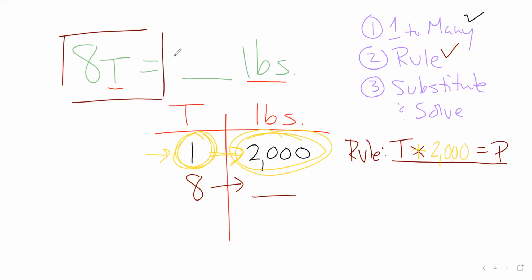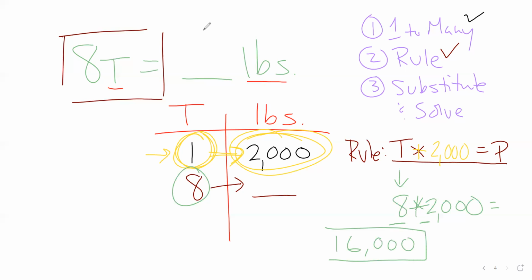So let's substitute and solve. What I know this time is tons. I know my T because that's 8. I'm going to multiply that by 2,000 because my rule does not change. And that's going to get me my final answer. Well, 2 times 8 is 16, but it's not just 2 times 8, it's 2 times 2,000. So I'm actually 1, 2, 3 place values bigger. And there's my answer. I have 16,000 pounds if it's 8 tons.